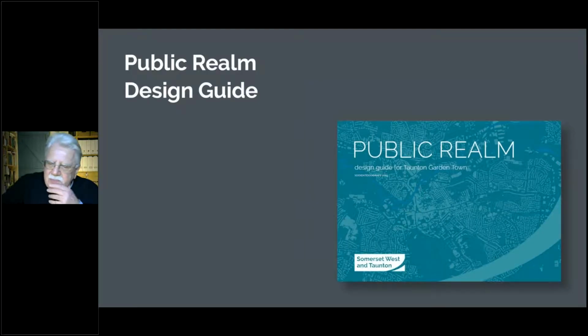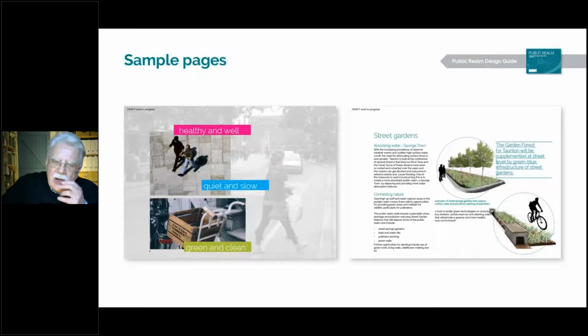So the public realm design does what it says on the tin. And next it says, for instance, we're talking about greening the spaces between buildings, the streetscape, as well as creating quality hard landscape. Next.